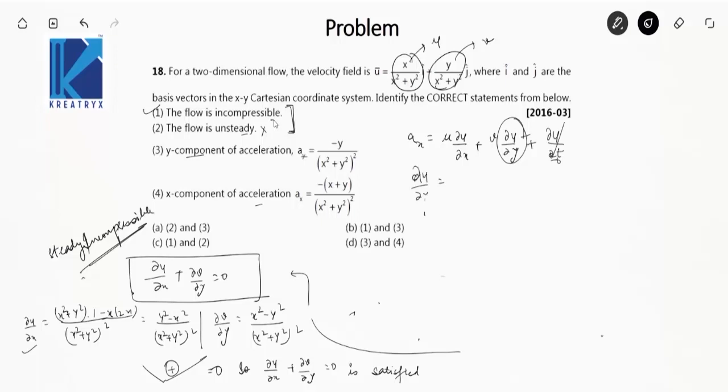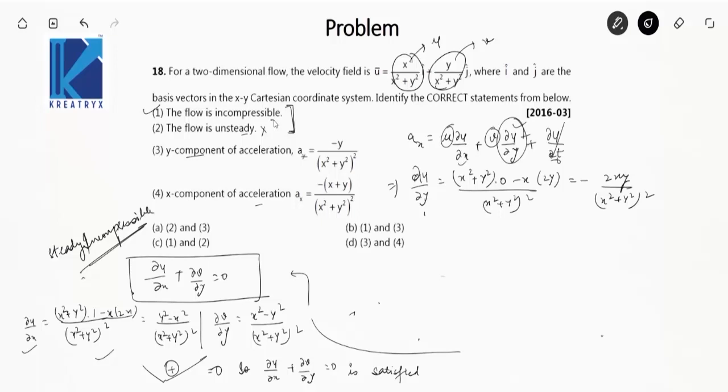So let's find out del u by del y. I'm directly writing the result for you. You can partial differentiate. This is 0 minus x times 2y. This will be equal to minus 2xy upon x square plus y square whole square. You have u, you have del u by del x, you have v, you have del u by del y also. Put all these values here.